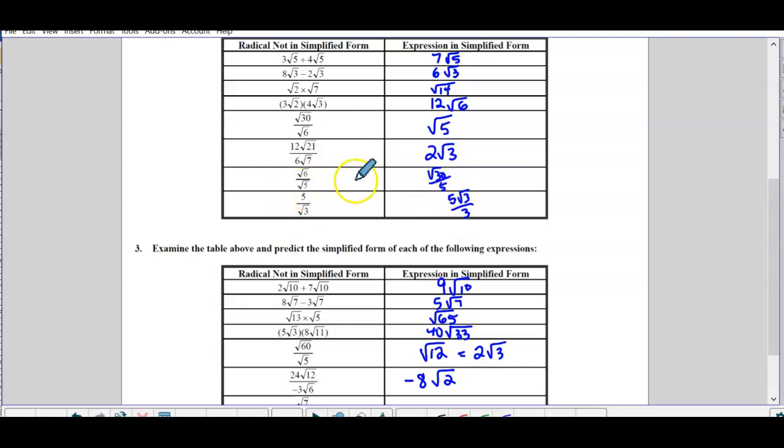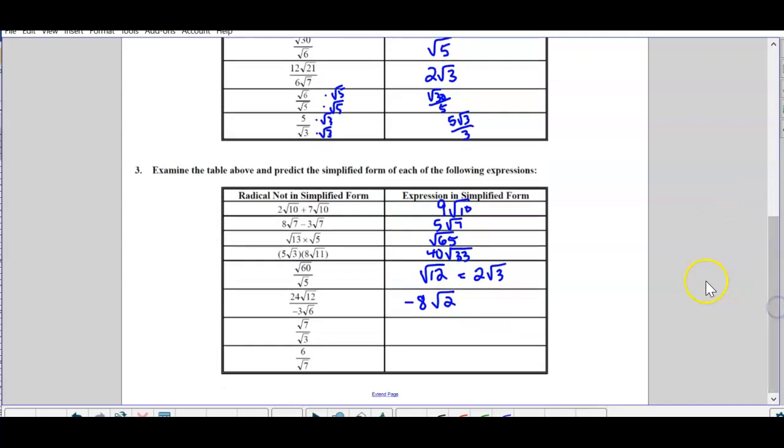Well, when you're finding equivalent fractions, you're multiplying top and bottom by the same number. So what do you multiply root 5 by to get just 5? You have to multiply by root 5. Well, if you do it in the denominator, you have to do it in the numerator. Root 6 times root 5 is root 30. Here, I would have to multiply by root 3, top and bottom, so that would be 5 root 3 over 3. Okay, so that's what we call rationalizing the denominator.